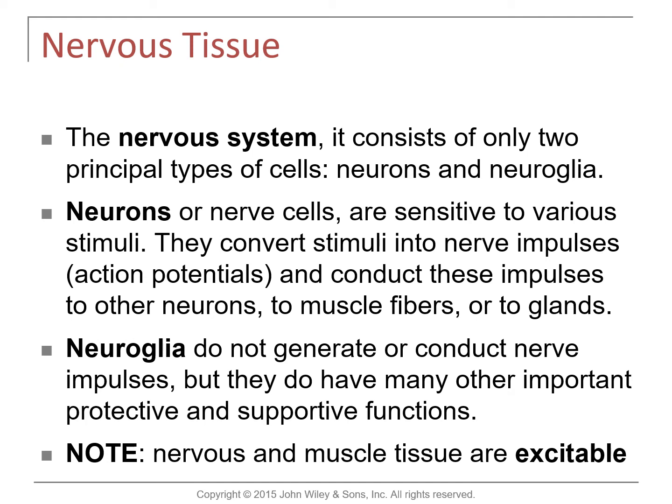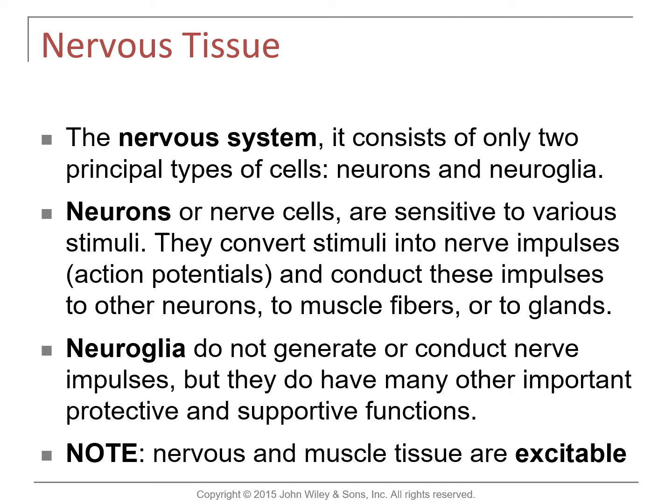Neurons, or nerve cells, are sensitive to various stimuli, so they create responsiveness, and they can convert the stimuli into nerve impulses called electrical signals or action potentials, and conduct these impulses to other neurons or to muscle fibers to stimulate their activity or suppress it, or to glands to regulate secretion. So the neurons are the functional cells of nervous tissue. Neuroglia do not generate or conduct electrical impulses, but they do have many other important supportive functions.